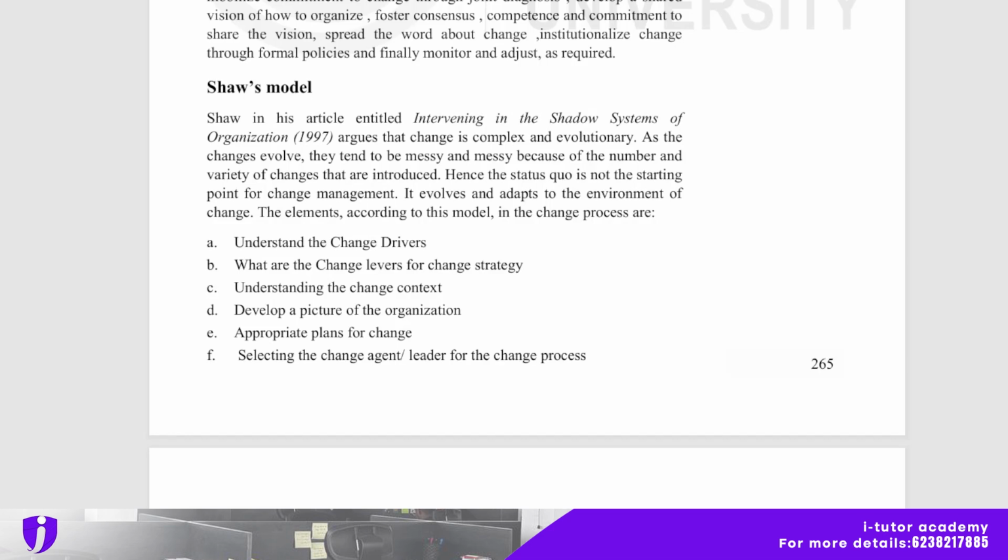The elements, according to this model, in the change process are: first of all, understand the change drivers. What are the change levers for change strategy? Understanding the change context. Develop a picture of the organization appropriate to plan for change. Selecting the change agent or leaders for the change process.